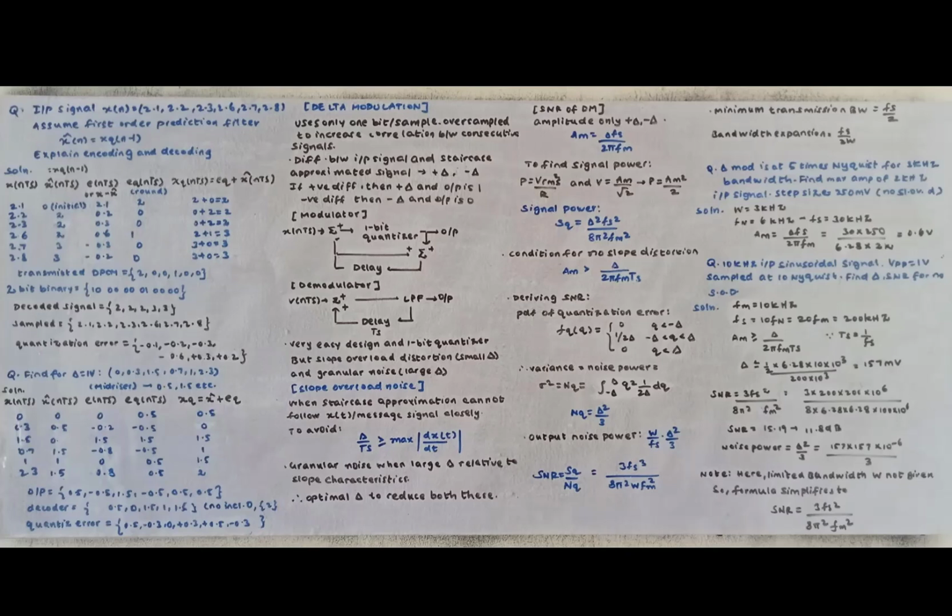So here we have the derivation of SNR. So the maximum amplitude of the sinusoidal signal is given by delta fs divided by 2 pi fm.